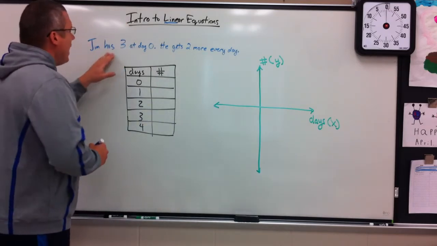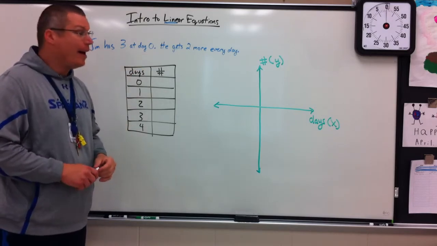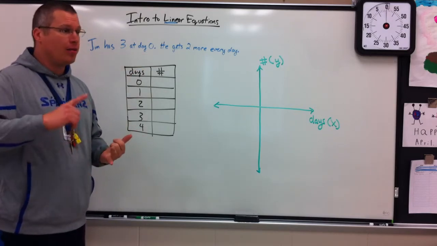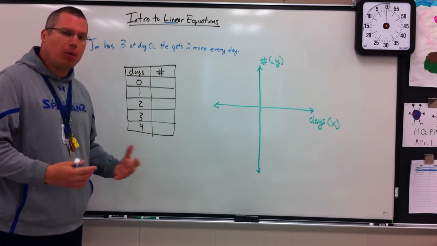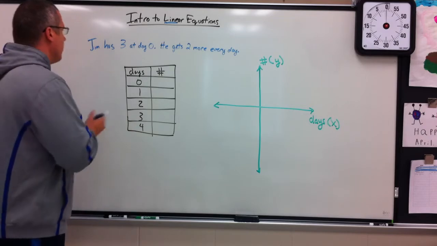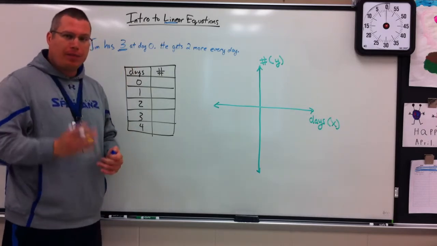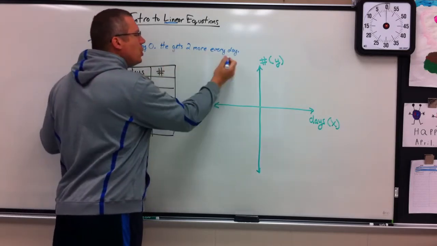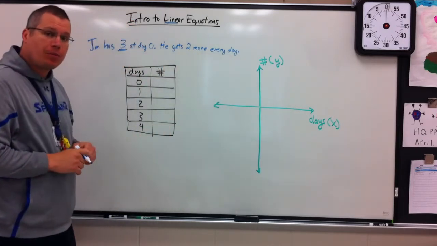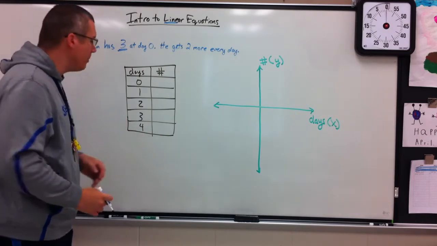So, Jim has 3 at day 1. Now, 3 what? I don't care. $3, 3 cats, 3 pencils. That's not as important as using the process from here. So, understanding he's starting at 3. That's what he comes into this problem with. From there, he gets 2 more every day. Okay, so this is where it's going to change depending on what day I'm talking about.